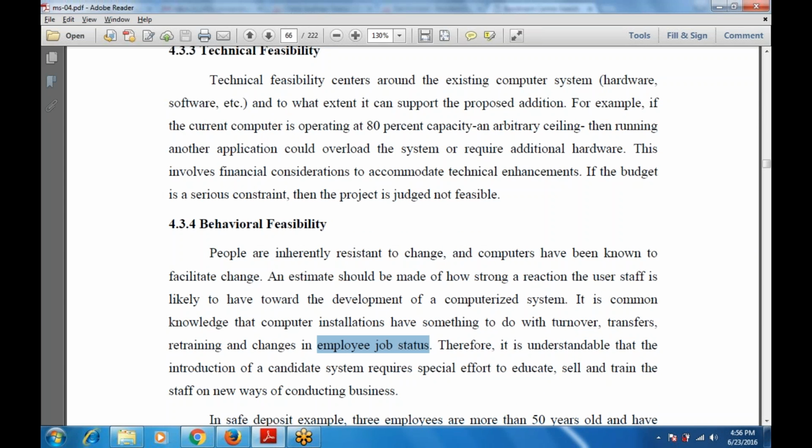So it is also part of behavioral feasibility: what are the various behaviors, what are the various attitudes of the people that are very much required while developing or building a system. Therefore, it is understandable that the introduction of a candidate system requires special effort to educate, sell, and train the staff on new ways of conducting the business. New ways means the various new techniques, rules, and criteria followed for conducting the business.